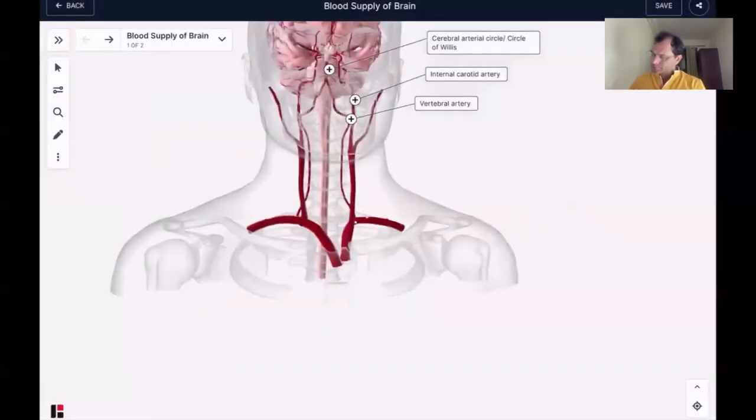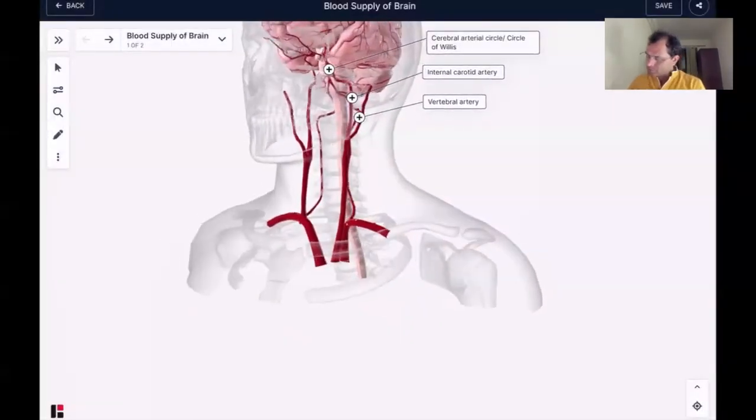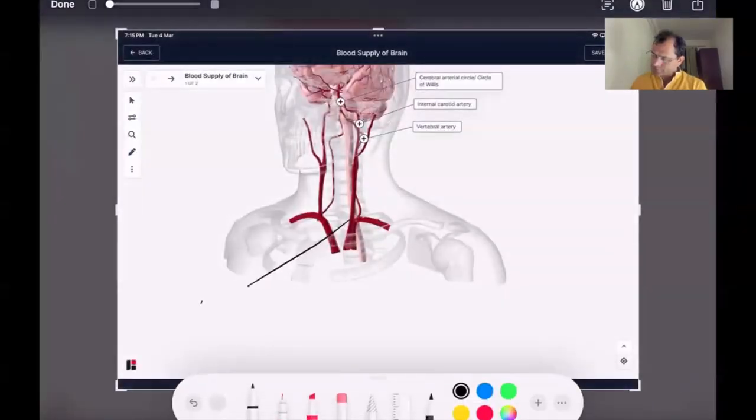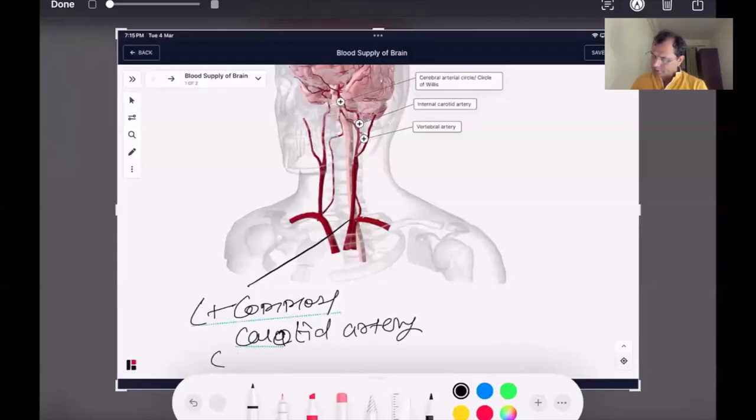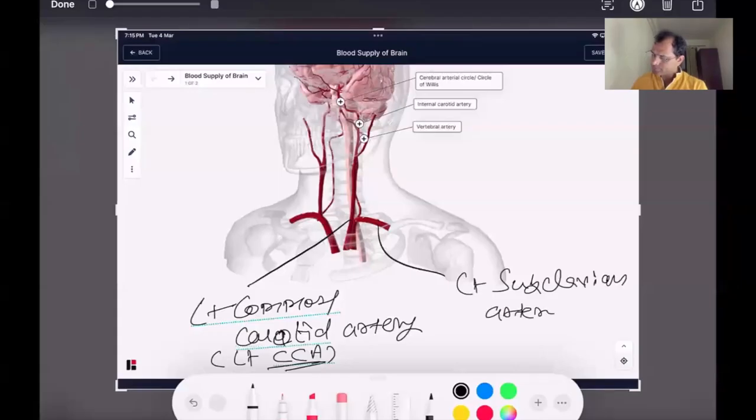Then if we look at the left side, there are two arteries: the left common carotid artery, or we can say left CCA, and the left subclavian artery. They are supplying the left head or brain and the left arm.